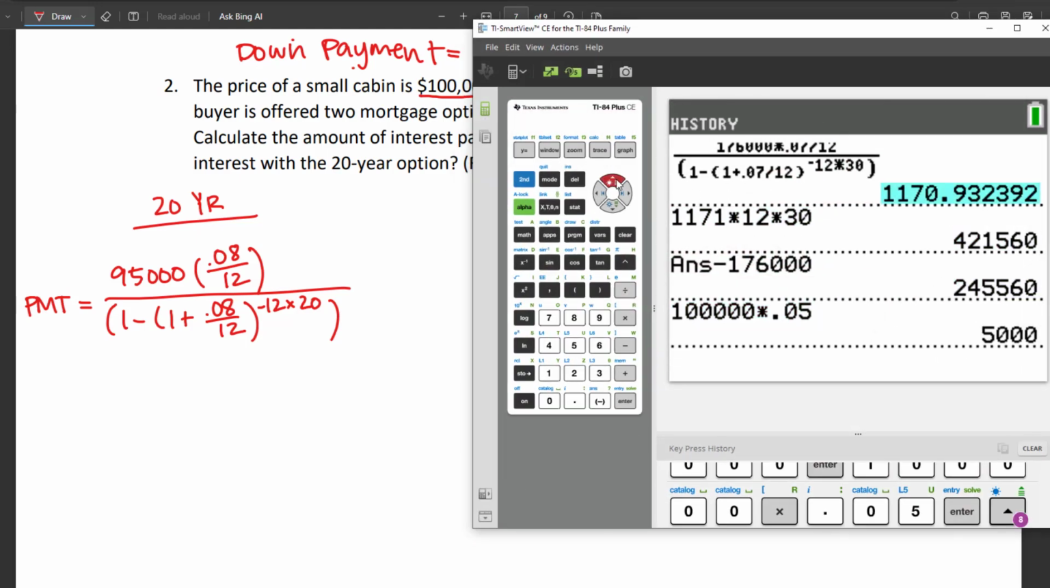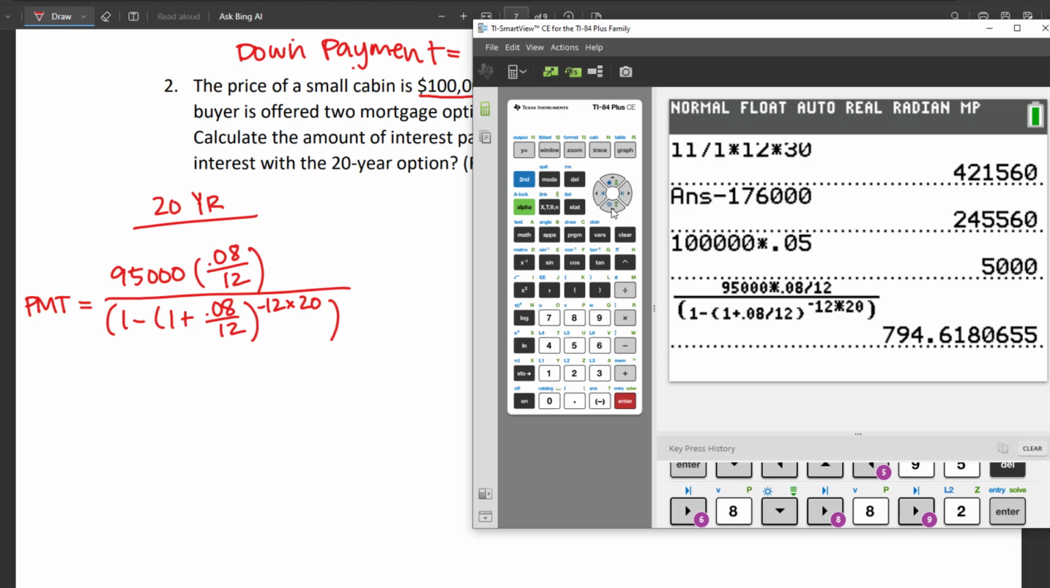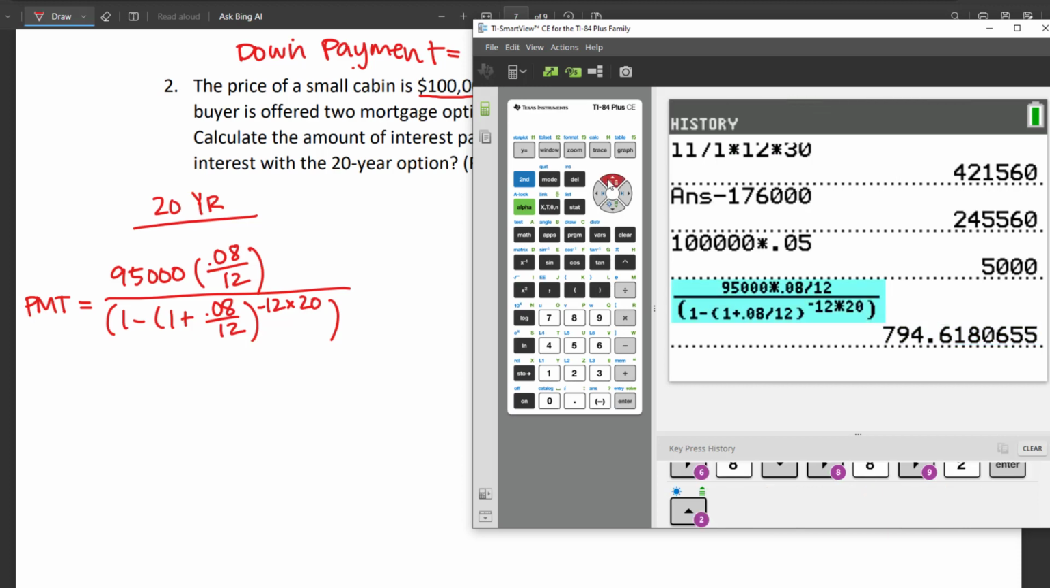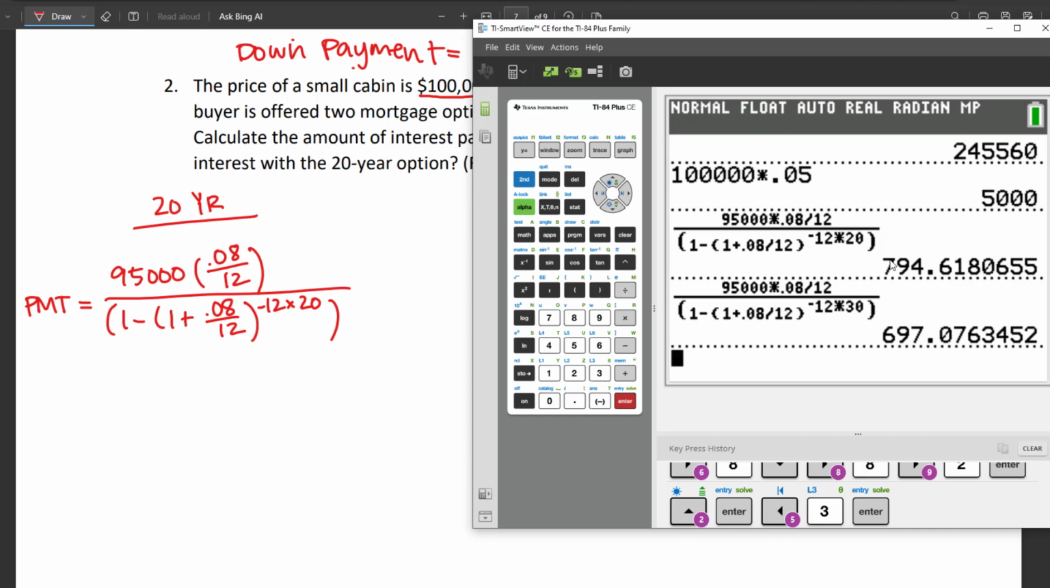I'm going to go up and highlight this and just switch everything around. So we're getting the loan for $95,000. The interest rate is 8%, so 0.08. 12 stays the same. And then we have negative 12 times 20 for our 20-year option. Okay, and then I'm going to do our 30-year option. All we have to change is our 30.